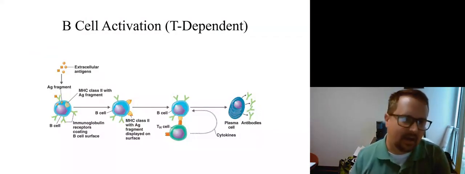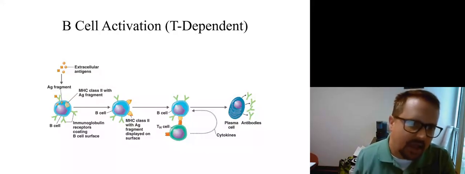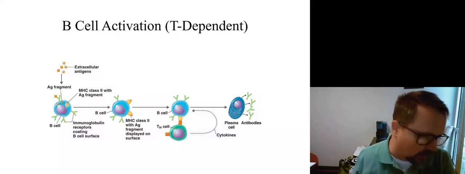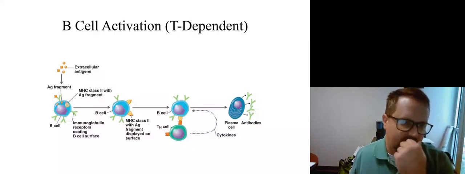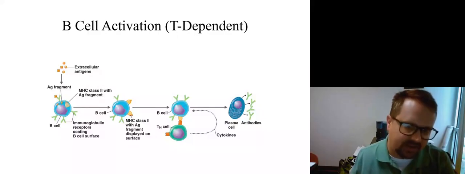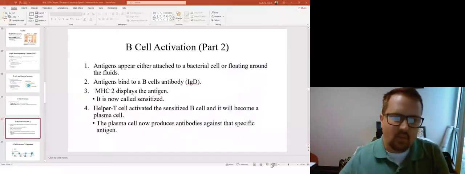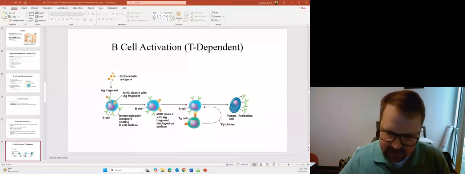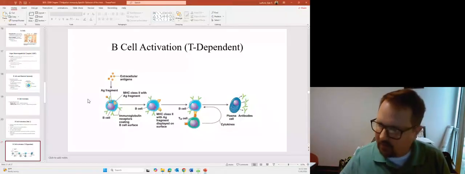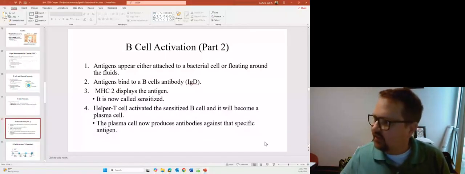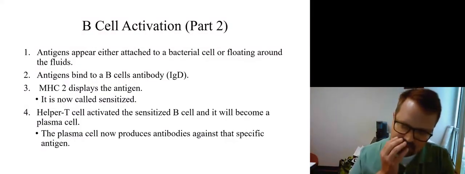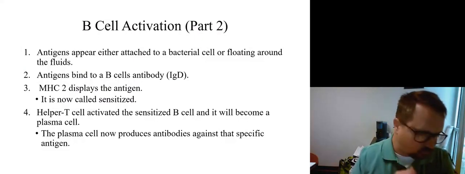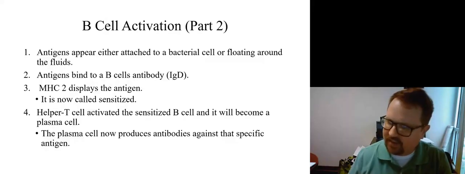Basically what happens here is we have a pathogen that can show up. It can be floating around. That's one of the ways it can show up. It binds to the IgD. The MHC will then show up and display the antigen. Next, a helper T cell will come in and activate it, and it will make antibodies. I did talk about it; I couldn't remember what my notes were covering because I was looking at my screen. So I'm going to show you how the T helper cell gets activated next.